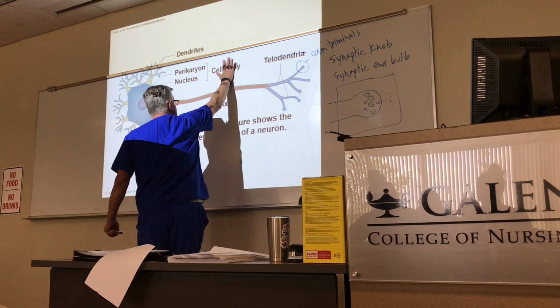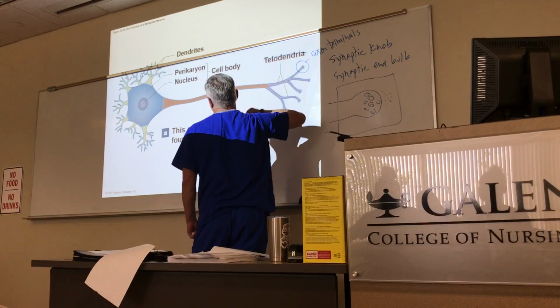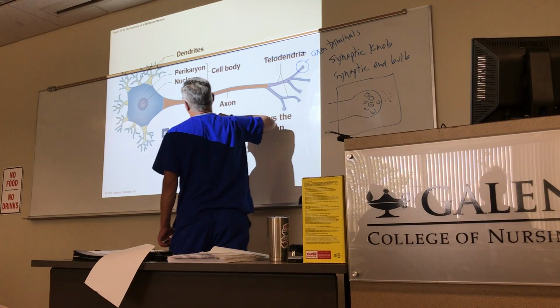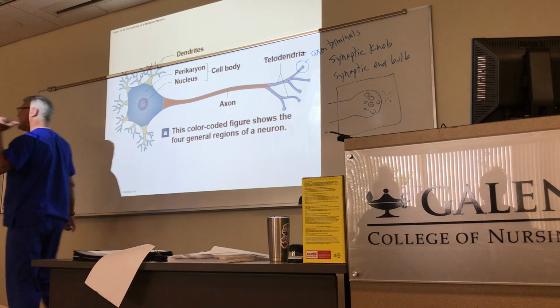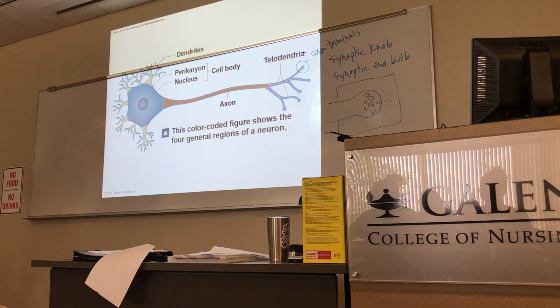Yep, just dendrite, cell body, axon, and axon terminal, and you're good to go. And remember, if we're going to myelinate part of this neuron, what are we going to myelinate? What part do we myelinate? The axon, right? Increase that speed.